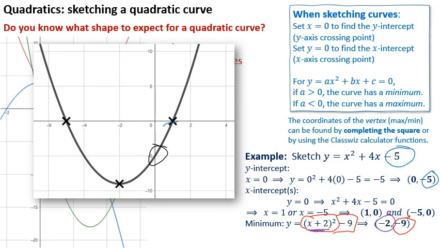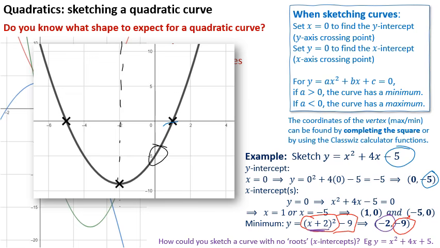Incidentally, if you're asked for the line of symmetry, all quadratics that you're going to come across here that are written in the form y equals something x squared plus something x plus something, they all have a vertical line of symmetry. And it's just the vertical line that goes through the vertex. So in this case, the equation of the line of symmetry is x equals negative 2. It's all the points with an x-coordinate of negative 2.